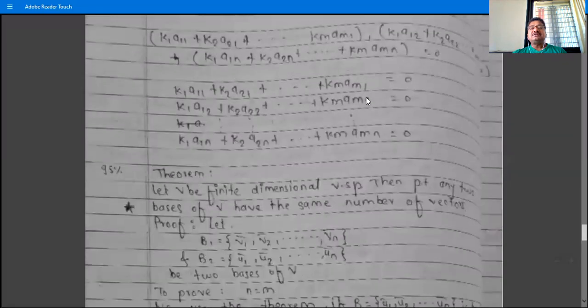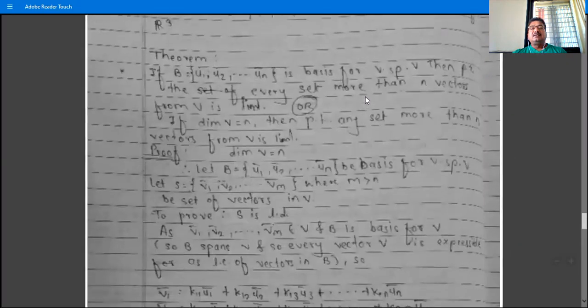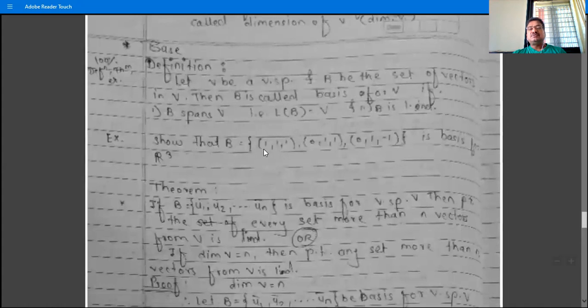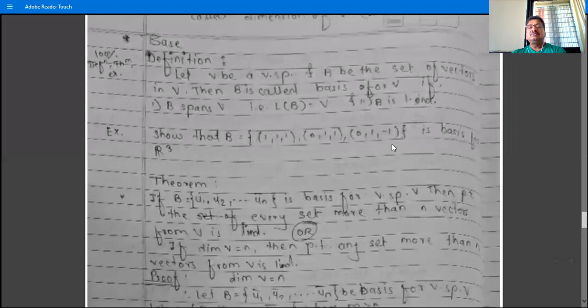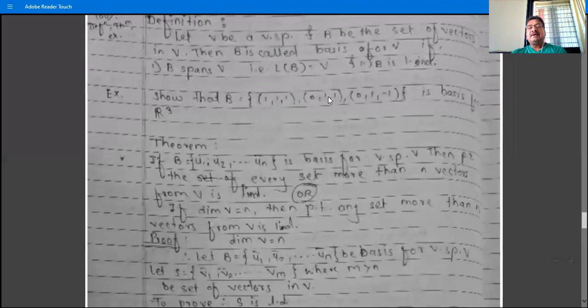Suppose this is the example now. What is this? Show that this B is a basis for the vector space R raised to 3. And we know that the dimension of R raised to 3 is 3, because any basis of R raised to 3 contains 3 vectors. And we have to show this B is a basis for R3. This set contains exactly 3 vectors, and so this set is a basis for R3 if it satisfies any one condition.